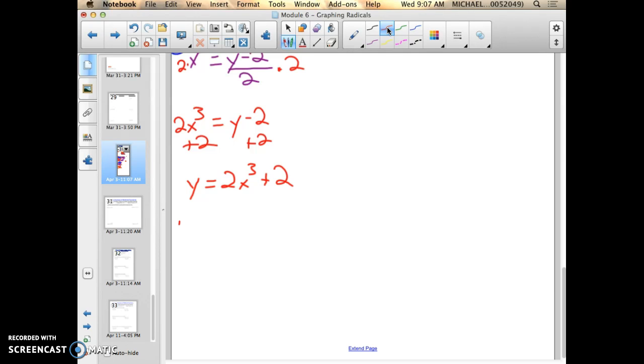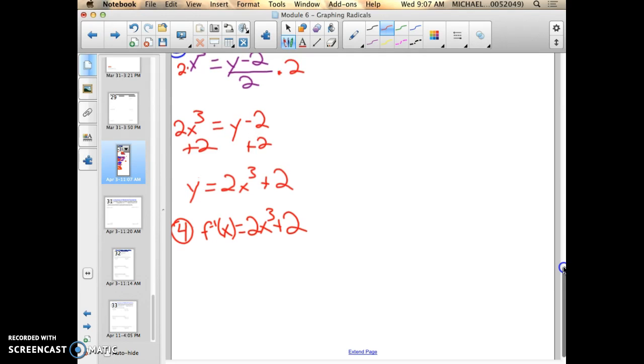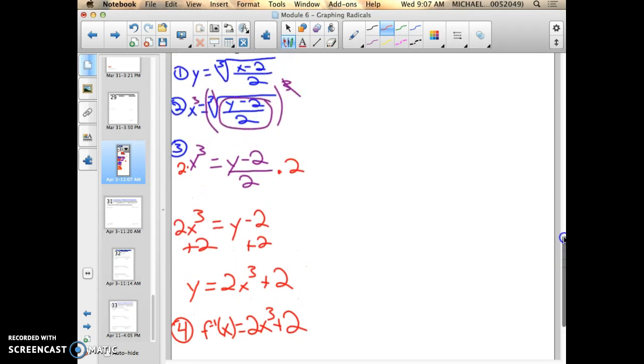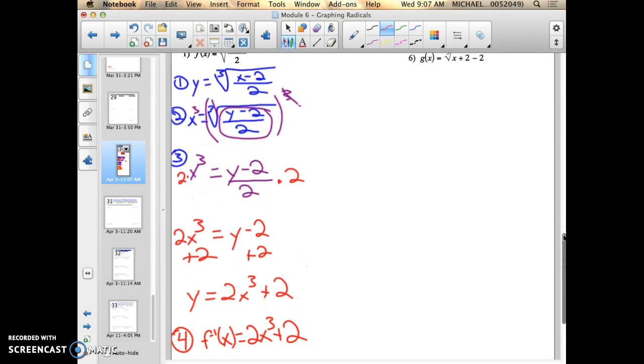And the fourth step is to write it in inverse notation. F inverse of x equals 2x cubed plus 2. So if you were to graph this, the graph should show up and have the given function be symmetrical about the line y equals x with its inverse that we just found.